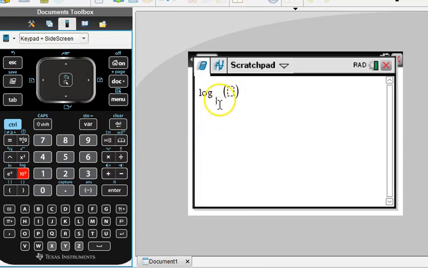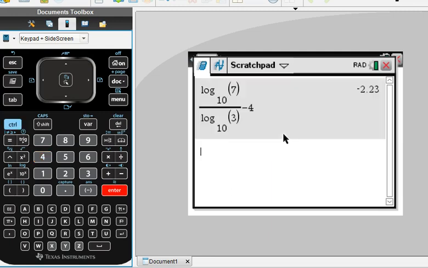Log, now notice there's a place to put an extra base. If I just ignore that, it's going to automatically be base 10, so I'll leave that off. Divided by log of 3, and then was it minus 4 or plus 4? Minus 4. I'm going to do a control enter so it will give me the decimal form. And I think I need to reset my calculator to have more decimal places.